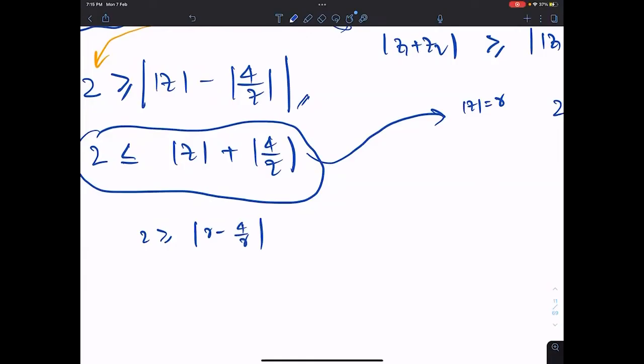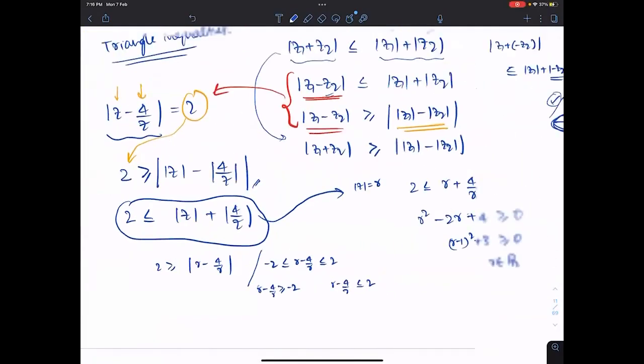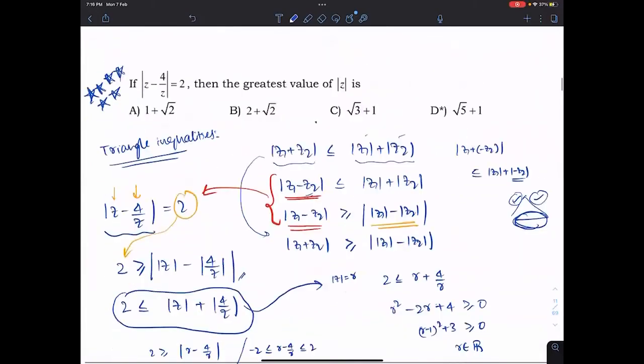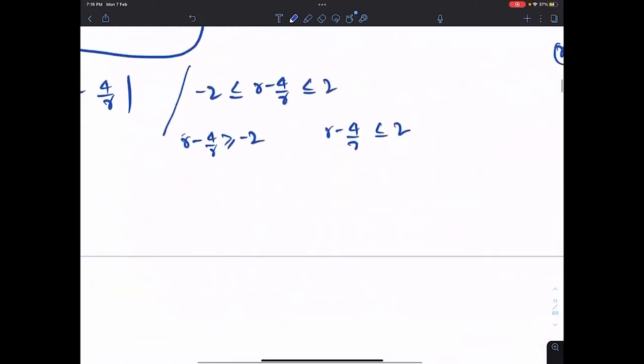Whenever the modulus of something is less than or equal to 2, what does it mean? That something, R minus 4 by R, must be less than or equal to 2 and greater than or equal to minus 2. You will get two inequalities: R minus 4 by R greater than or equal to minus 2, and R minus 4 by R less than or equal to 2. Solve these two, take the intersection, and you will get the answer. And if you are not familiar with solving these inequalities, I may solve this question by one method, but you should be familiar with that method also. That is the wavy curve.